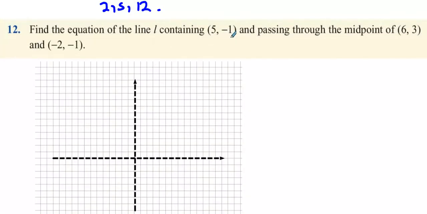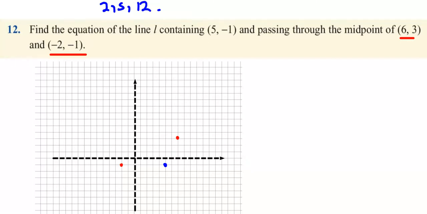So first of all, the line we're looking for goes through 5, minus 1. So that's 5 across, minus 1 down, represented by the blue point. These 2 points here I'm going to represent in red, 6, 3, which is 1, 2, 3, 4, 5, 6, and the red point there, and then minus 2, minus 1, which is here. Okay, so we need to find the midpoint of the two red dots.